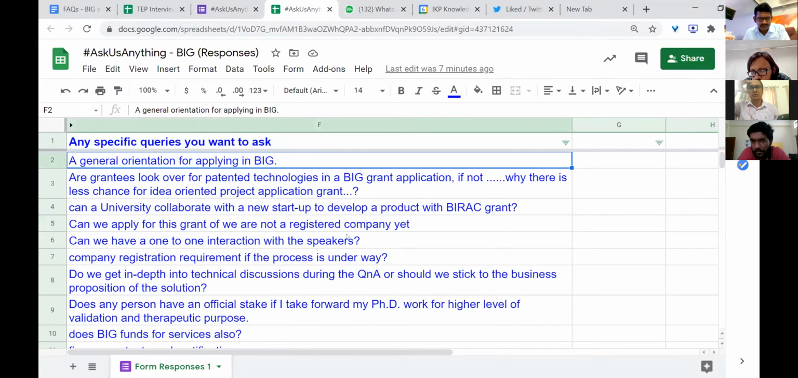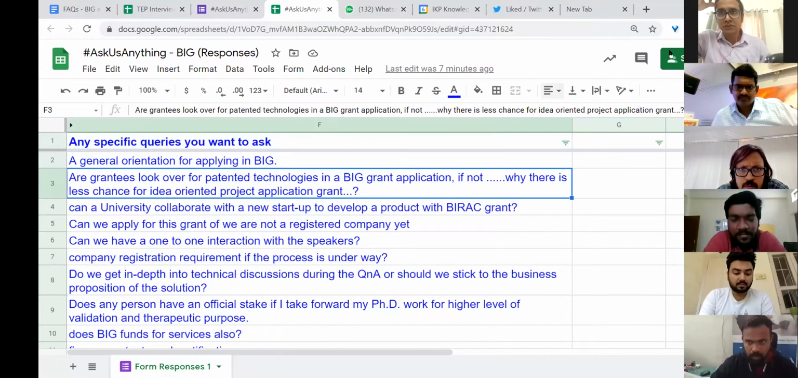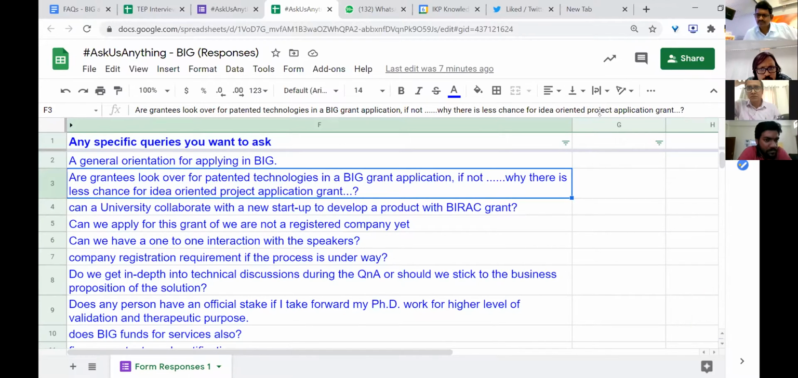Sir, I am Bimal Pandey from BioNGS Technologies Private Limited from Delhi. At present we are not applying. It's based on bioinformatics. So does BIRAC provide funds for services?